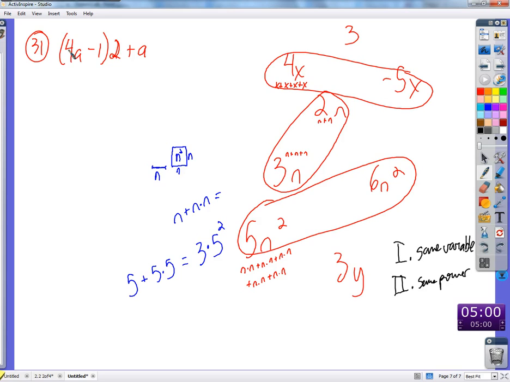I can distribute it this way. 2 times 4a, 8a. 2 times negative 1, negative 2. Okay? So that resolves the parentheses. The purpose of the parentheses was to group them together so that they would get multiplied by 2. That's been done. They've been multiplied by 2. No need for the parentheses. Now we take the result and add a. And finally we have what? We have like terms, 8a and a, 9a minus 2. 9a minus 2.